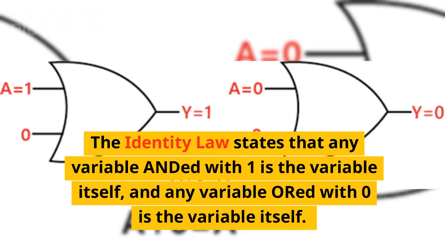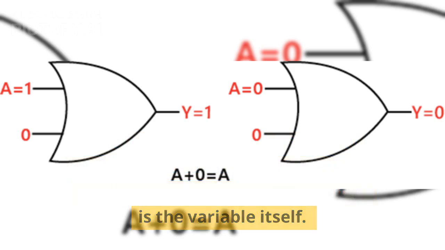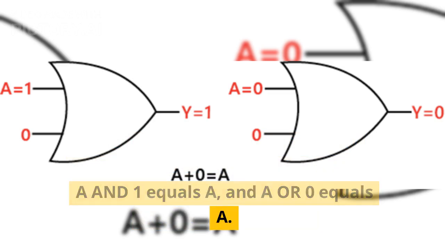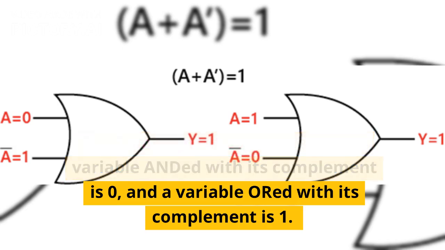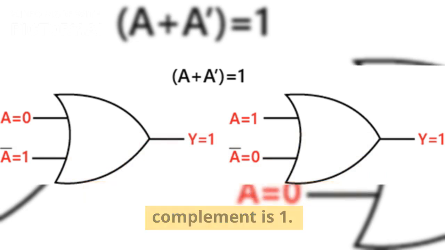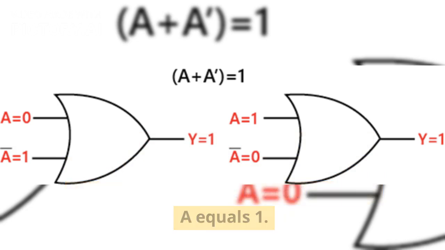The identity law states that any variable ANDed with 1 is the variable itself, and any variable ORed with 0 is the variable itself. A AND 1 equals A, and A OR 0 equals A. The complement law states that a variable ANDed with its complement is 0, and a variable ORed with its complement is 1. A AND NOT A equals 0, and A OR NOT A equals 1.